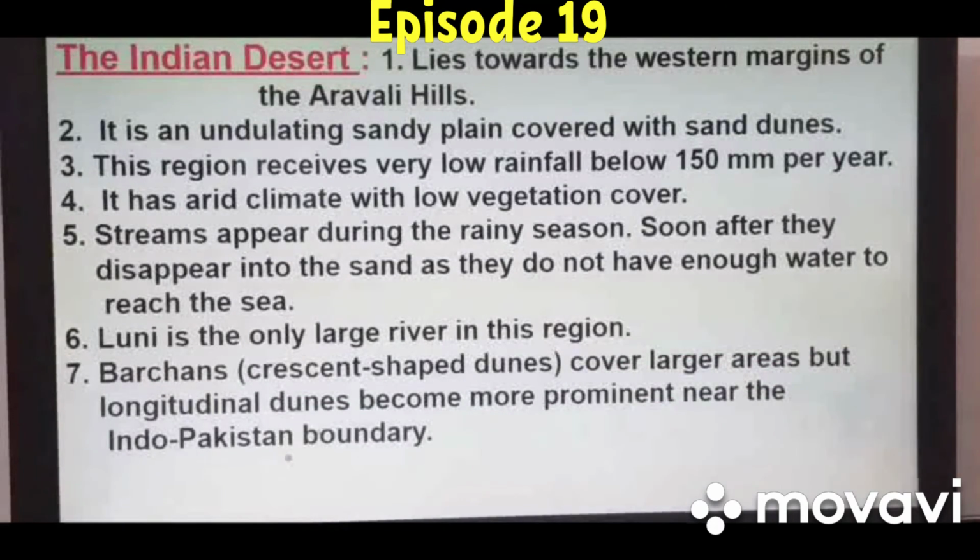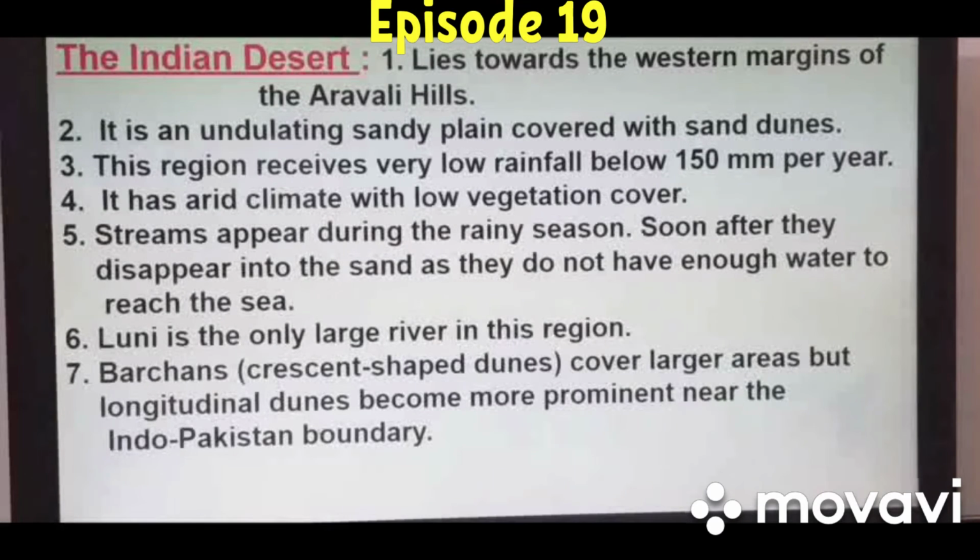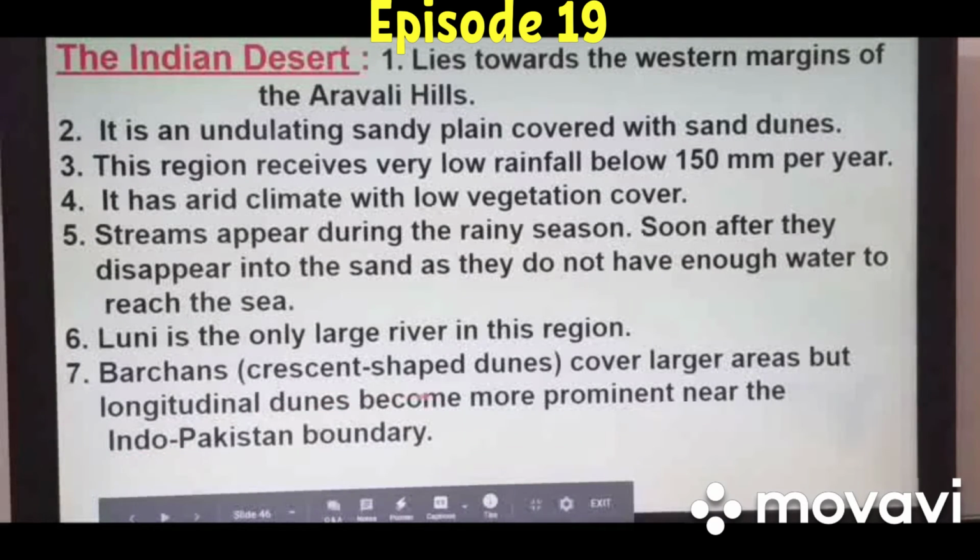Basically, if you visit Jaisalmer, Bikaner, Barmer, these are the big cities which come under the Thar Desert. So here we can find such types of dunes. And these dunes are more prominent near the Indo-Pakistan boundary, where the Indo-Pak border is observed. Such barchans are found in large numbers over there.